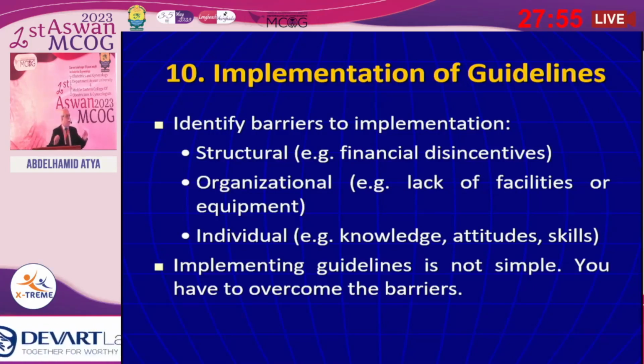During implementation, they watch what is happening in the medical community. They should identify the barriers that prevent implementation of the guideline. Are there any structural barriers, like financial disincentives, for example? Is there any organizational barrier that does not allow implementing the guideline, like lack of facilities or lack of equipment? Is there any individual barrier, like lack of expertise, lack of interest perhaps, or lack of skills?